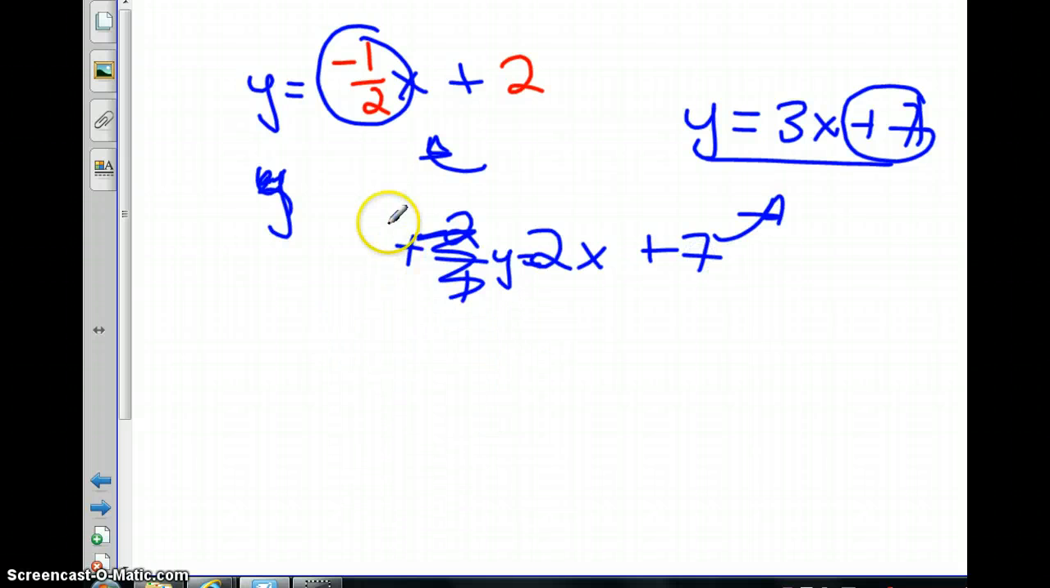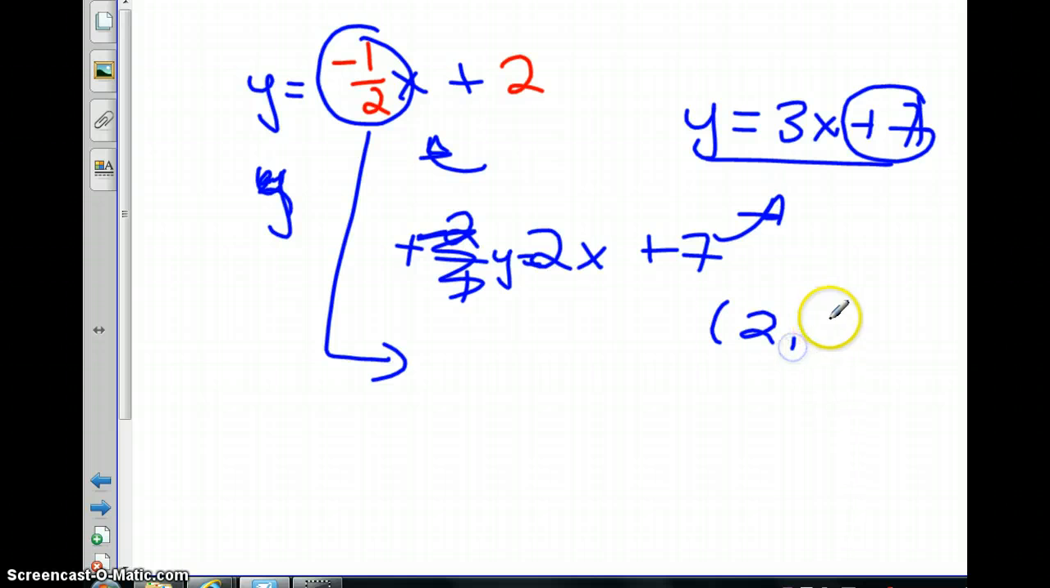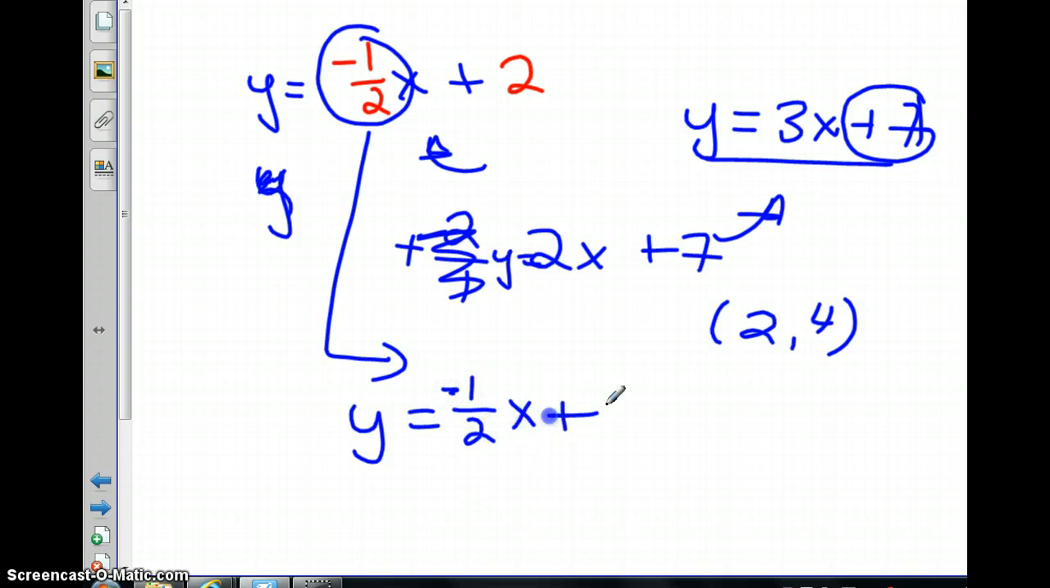I could come back and say, okay, forget that. Let's look at this line right here, and let's say that my new line is parallel to this one and passes through the point 2, 4. Let's check that out. What's that line all about? Well, if it's parallel to that line, then I have something that has the same slope. Parallel lines have the same slope, so negative 1/2 x plus b.